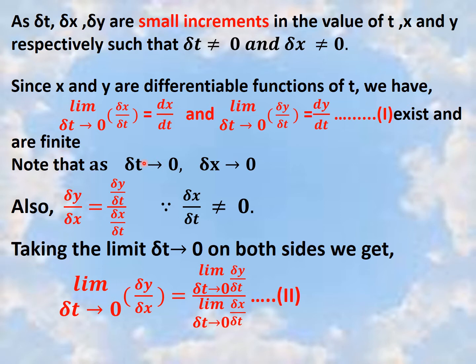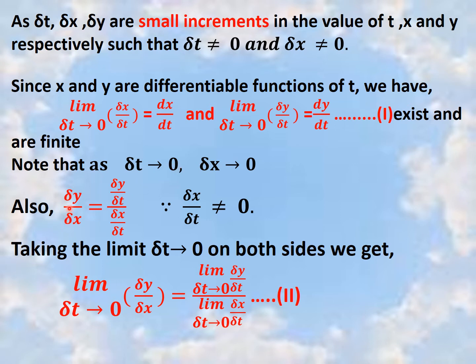Now, delta t tends to 0 and delta x tends to 0. Why these are not equal? They are not equal to 0 but reaching to 0. Why we can say that they tend to 0? Because they are very small increments. That's why we can say that they are reaching to 0 but not equal to 0.